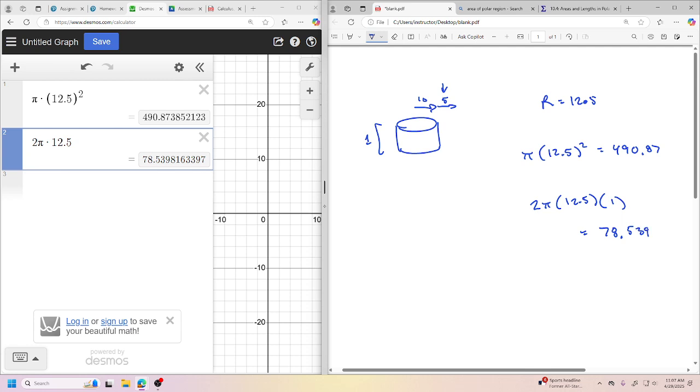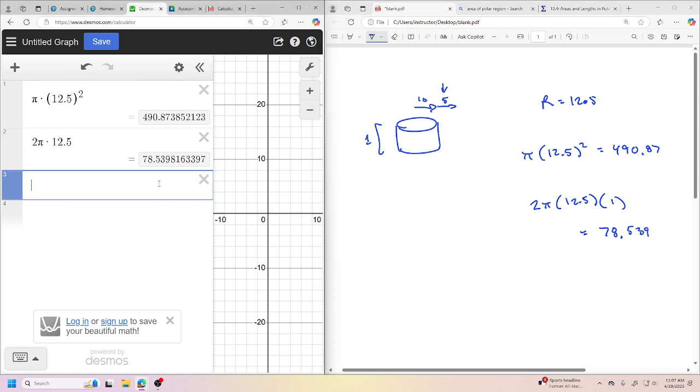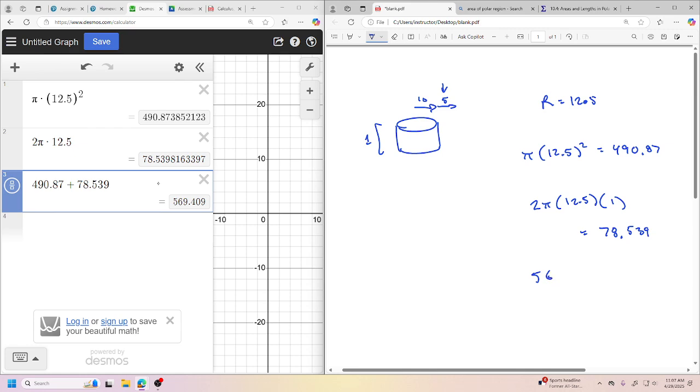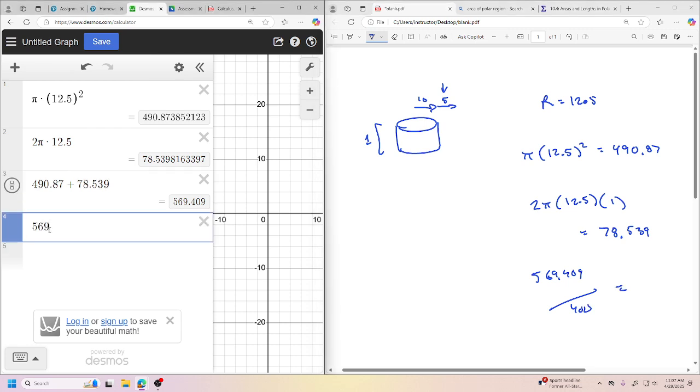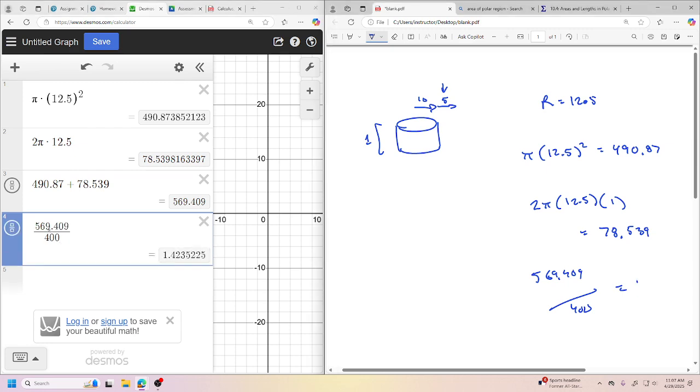But when I take these and I add them up together, 490.87 plus the 78.539, I got 569.409 divided by 400. And this is so silly how it's practically the same.